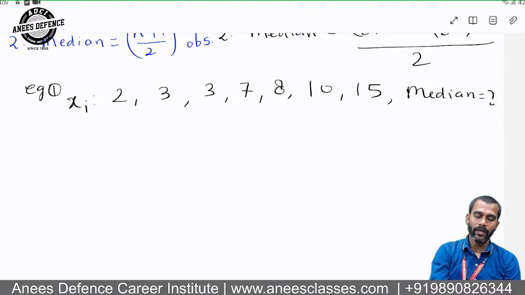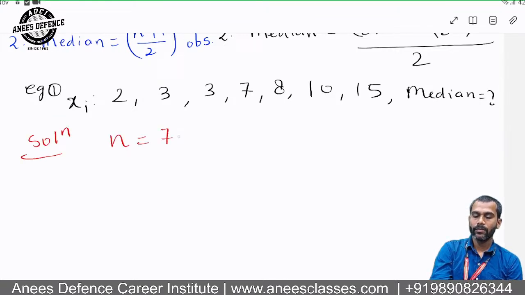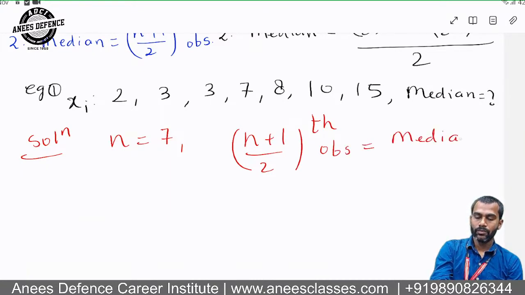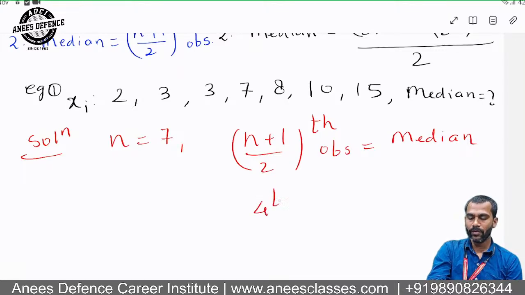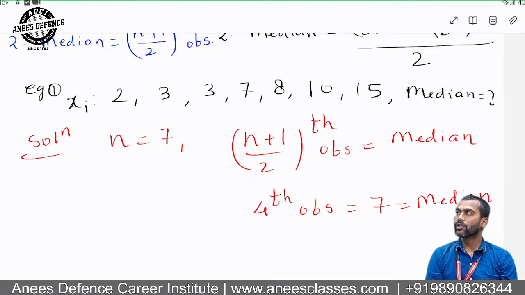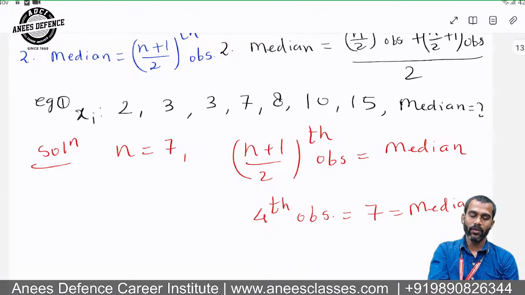So what is n here? n is equal to 7. So the (n plus 1) over 2th observation will be your median. So 7 plus 1 is 8, divided by 2, the fourth observation will be your median. What is the fourth observation? 7. So median is 7. Online students, have you understood? Yes or no? Yes, sir. Okay, very good. Now next example.